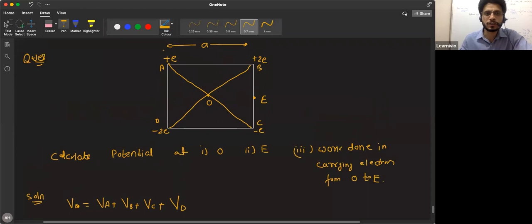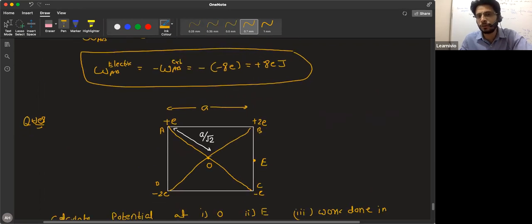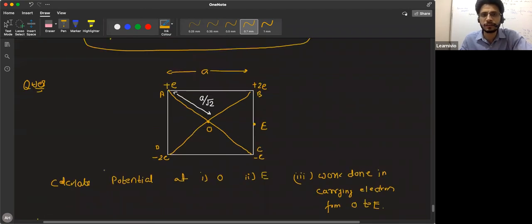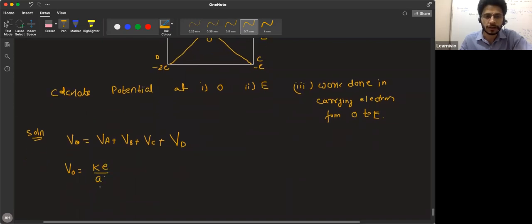To calculate potential, you need the separation between the corner and the center of the square. See, if the side of the square is A, then the separation between any corner and the center of the square is A by root 2. So when we calculate potential due to the charge at A at the center, the expression will be K, instead of 1 over 4 pi epsilon, I'm writing K. Charge is E divided by R, and R is A by root 2.